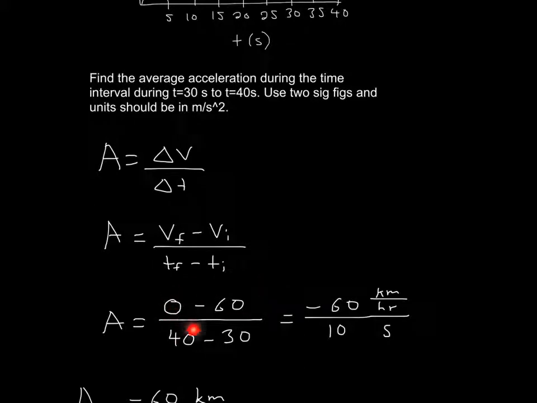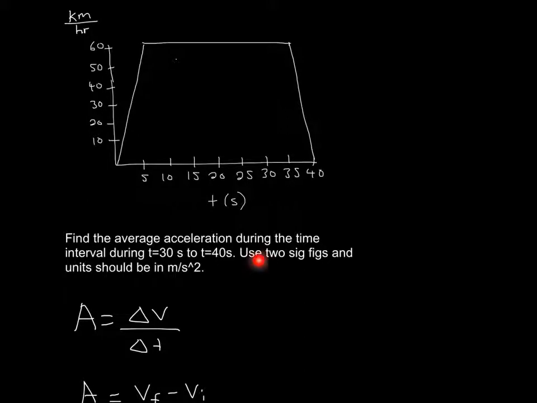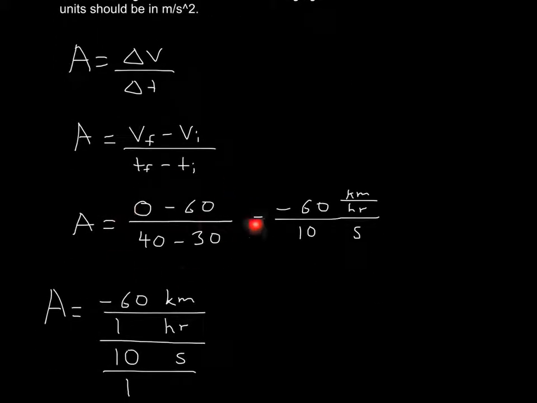So where I got these numbers from is v final. Since I just said that 40 seconds will be final, the velocity at 40 seconds is actually 0. And for 30 seconds, you look at where it is, and it's at 60. So it'll be 60 for the initial velocity. Then the final time will be 40, and the initial time will be 30. That's all I did. I just plugged in those numbers, and you'll get negative 60 over 10.